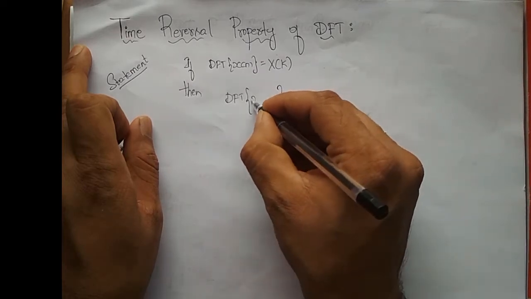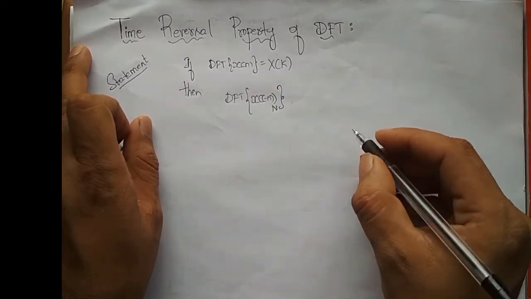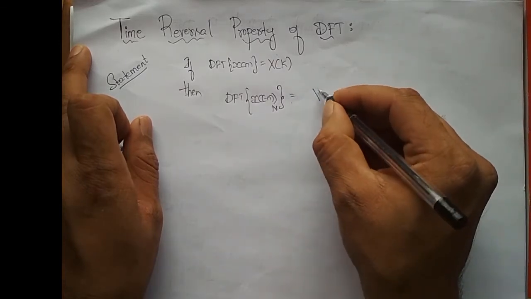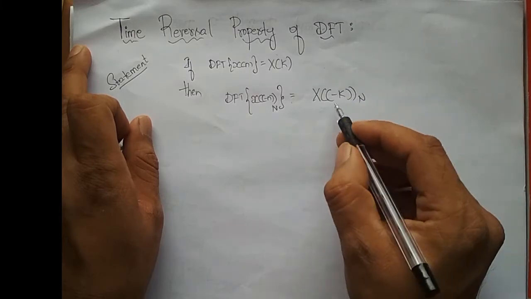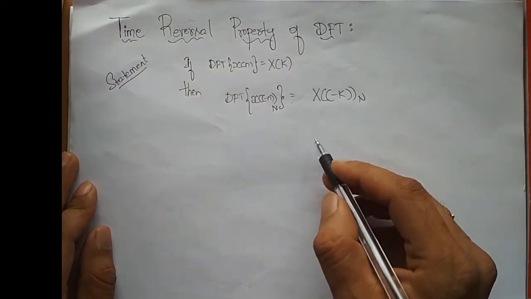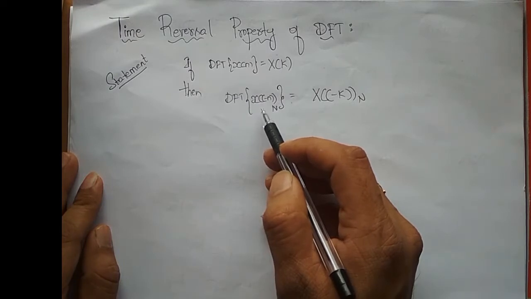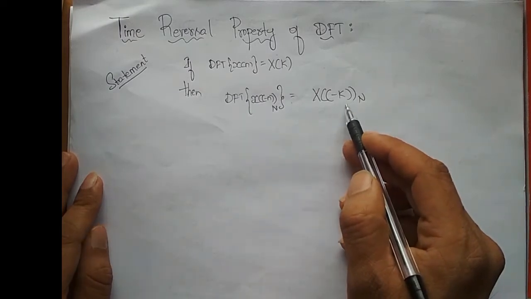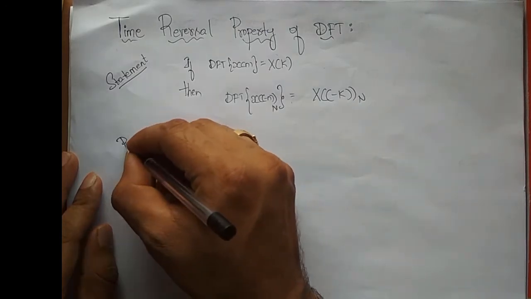DFT of x of minus n mod N in time domain, if we have a time reversal, is equal to X of minus k mod N in frequency domain also. This will be a frequency reversal. I mean to say, in time domain, if there is a time reversal, in frequency domain there will be a frequency reversal. So, proof.